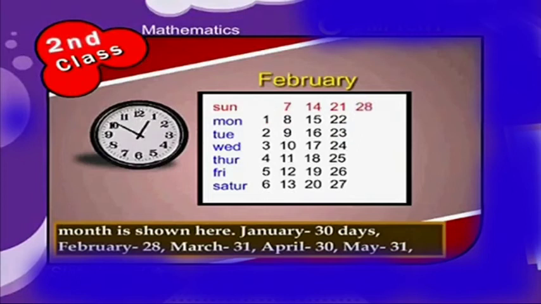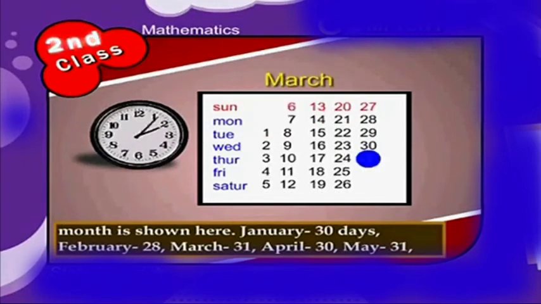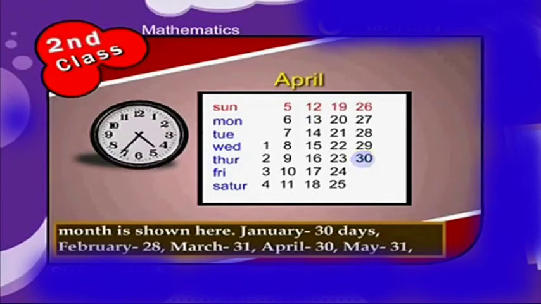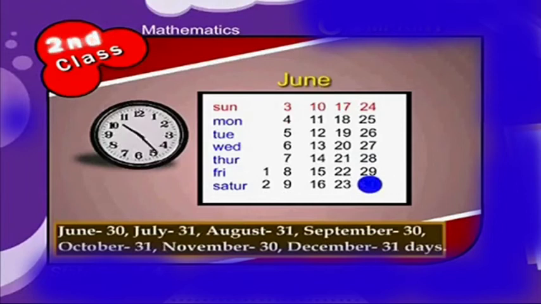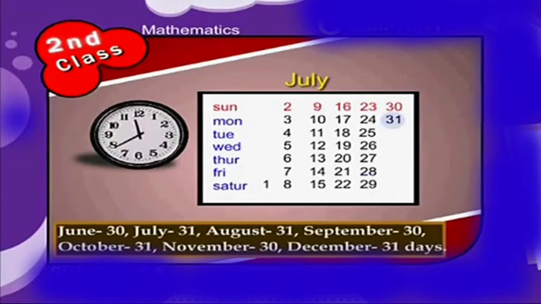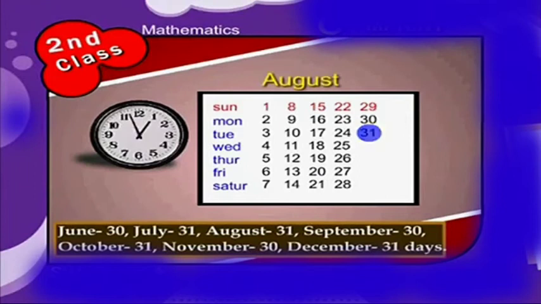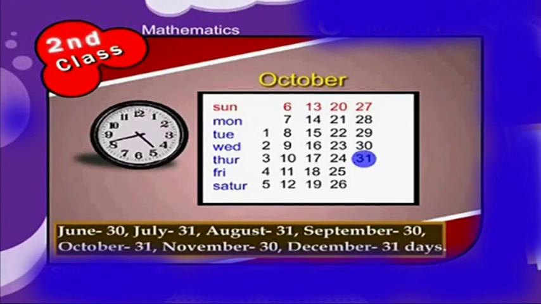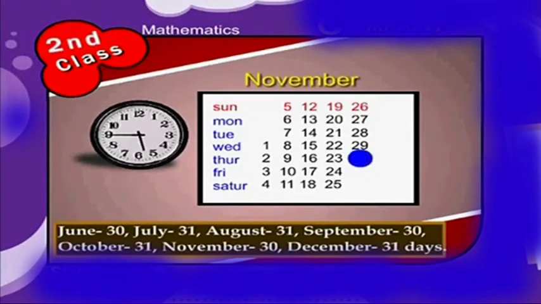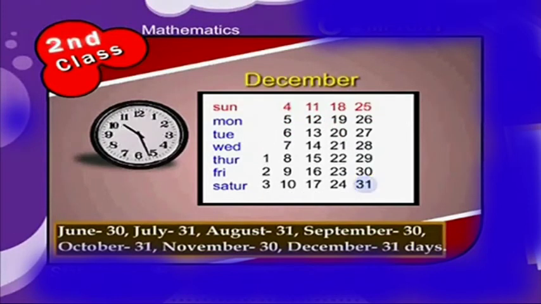January 31 days, February has 28, March has 31, April has 30, and May has 31. June has 30, July 31, August 31, September 30, October 31, November 30, and December 31 days.